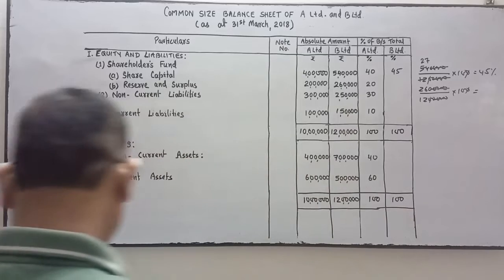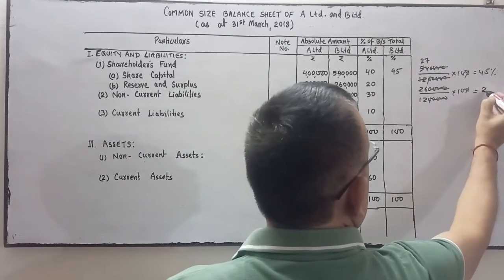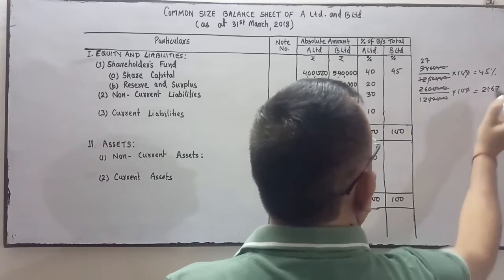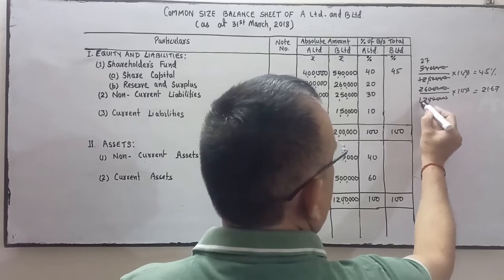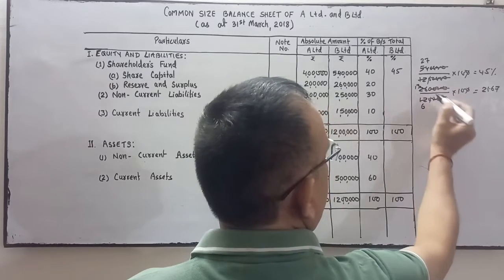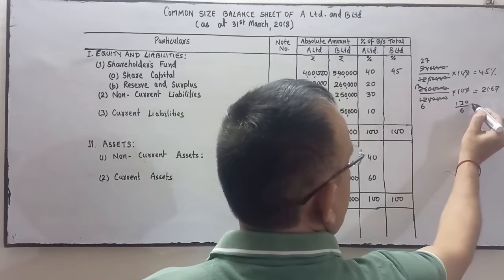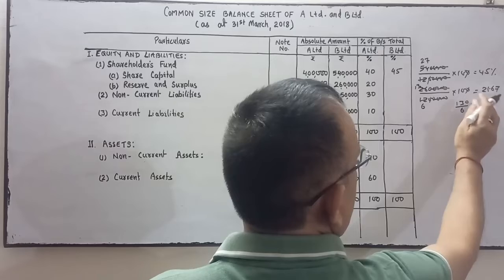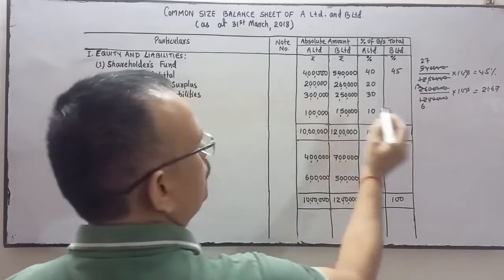So it is 21.67%. You can calculate it as well. 130 upon 6. Okay. 21.67%. Is it clear?